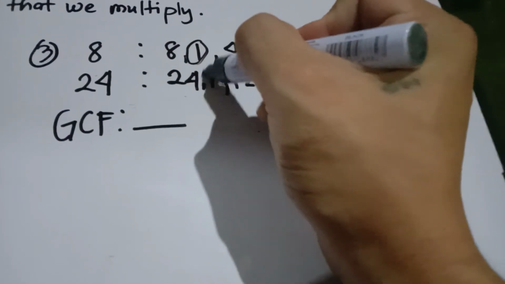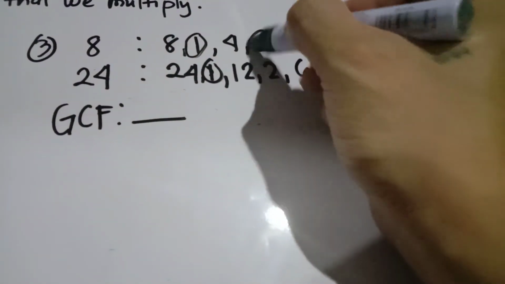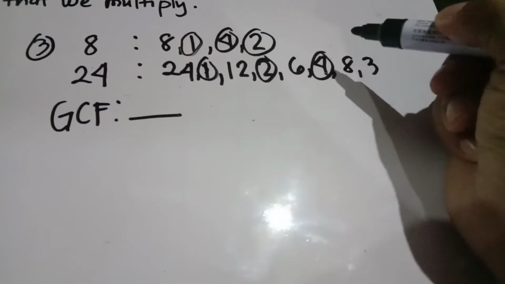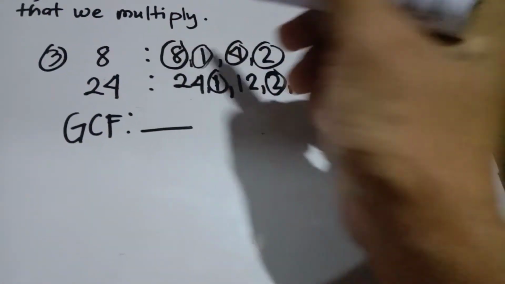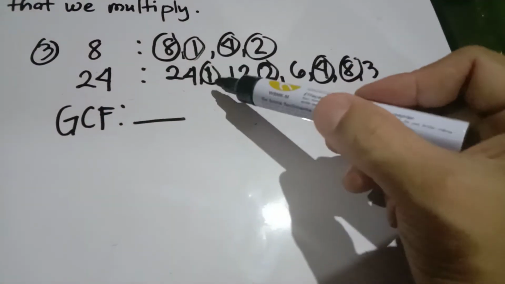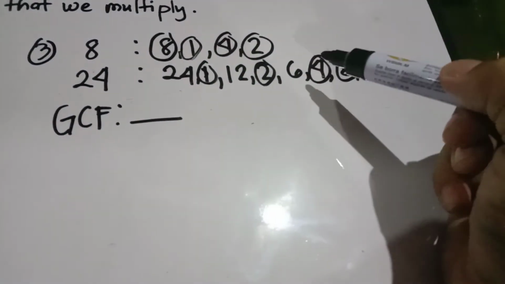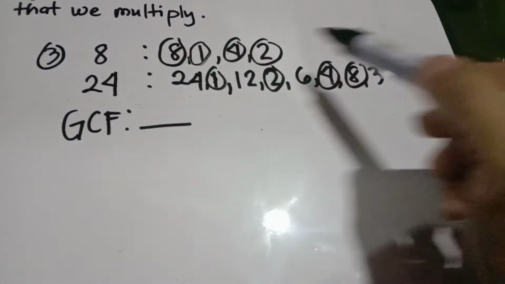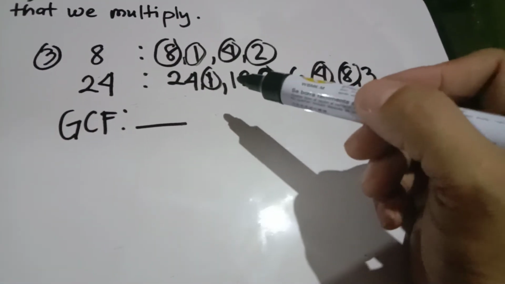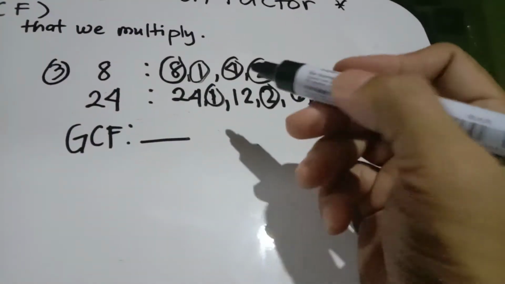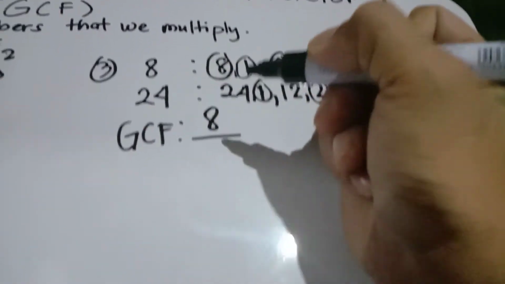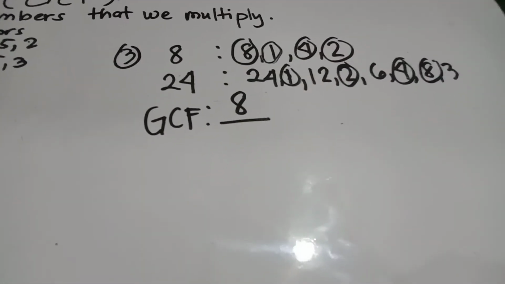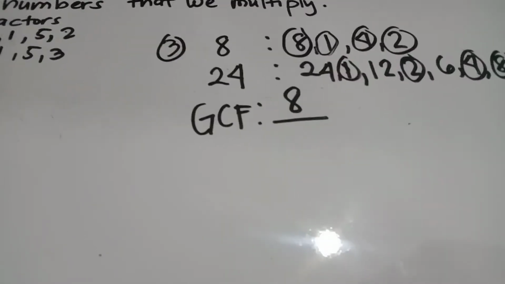Now, out of the factors that we have here, titingnan natin yung mga common factors. So 1 is a common factor. 2 is a common factor also. 4 is a common factor. And 8 also. So 1, 2, 4, and 8 are common factors of 8 and 24. Now, out of those common factors, pipiliin natin yung pinakamalaki, and that is 8. So 8 is the GCF or greatest common factor of 8 and 24.